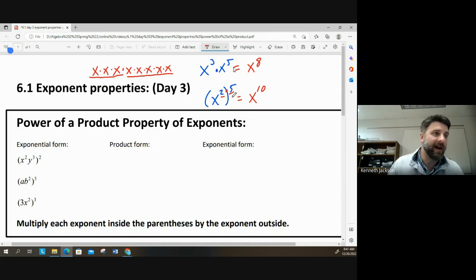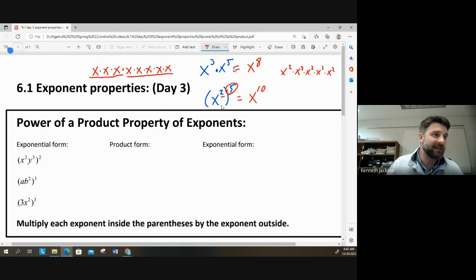And the reason we can do that is because if I were to write this out in product form, I would have 5 x squared. So x squared times x squared times x squared times x squared times x squared. I have 5, 1, 2, 3, 4, 5 x squared. And again, if I multiply by the same base, I can add the exponents. 2 plus 2 plus 2 plus 2 plus 2 would give me x to the 10th.